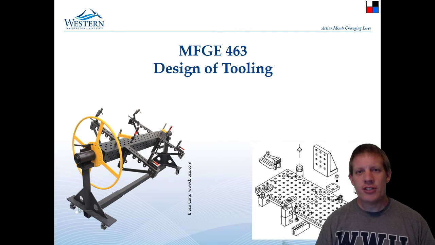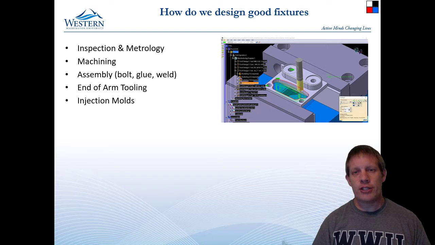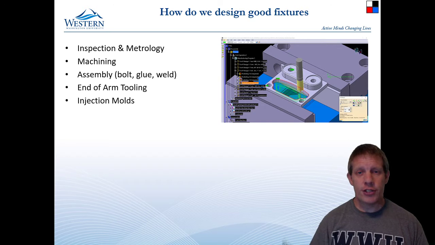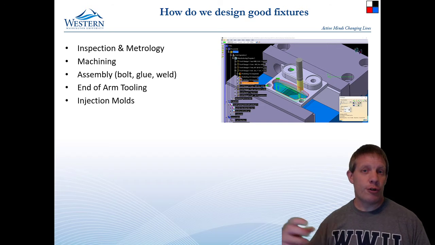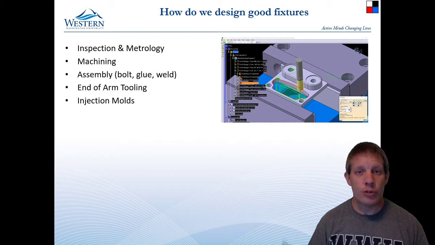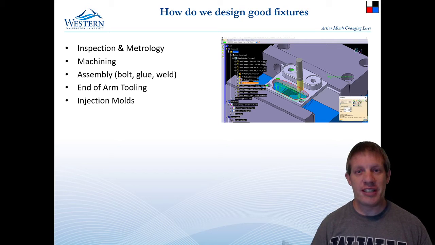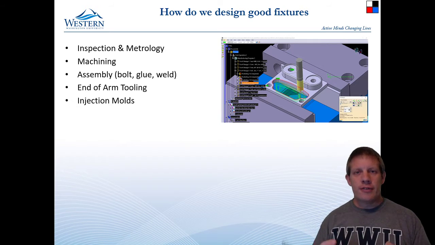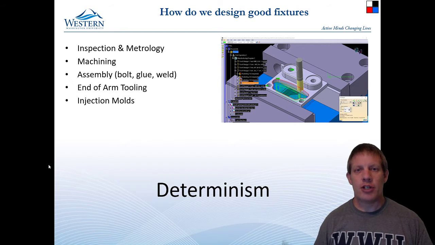So the types of fixtures that we'll be looking at include inspection and metrology fixtures, including gauges. So we'll spend some time on gauges. We'll look at machining fixtures. We'll look at jigs, which are a special type of machining fixture. We'll look at assembly fixtures in different realms of gluing, bolting, and welding. And then we'll look at end-of-arm tooling for robotics, and finally probably get to injection molds a little bit at the end.